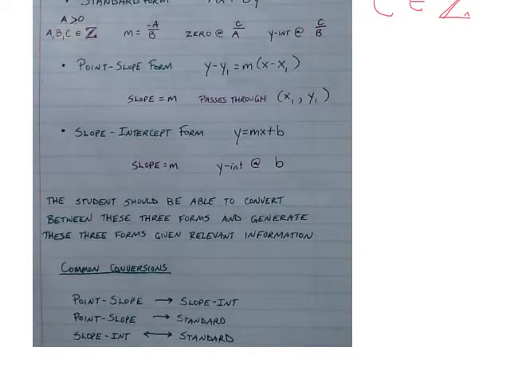So here I've written three common conversions. A lot of times we'll go from point-slope to slope-intercept, or even point-slope to standard. And then finally, another common one is moving from slope-intercept to standard. So we also move in the opposite direction, standard to slope-intercept. This isn't terribly important to know that these are common, but we should be comfortable doing any possible conversion between the three.